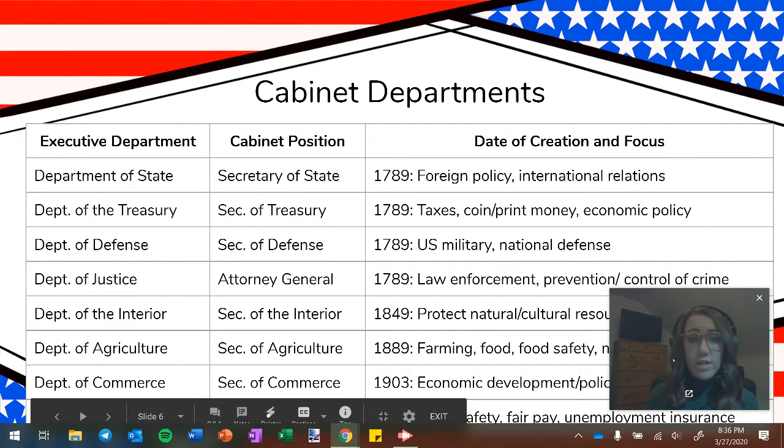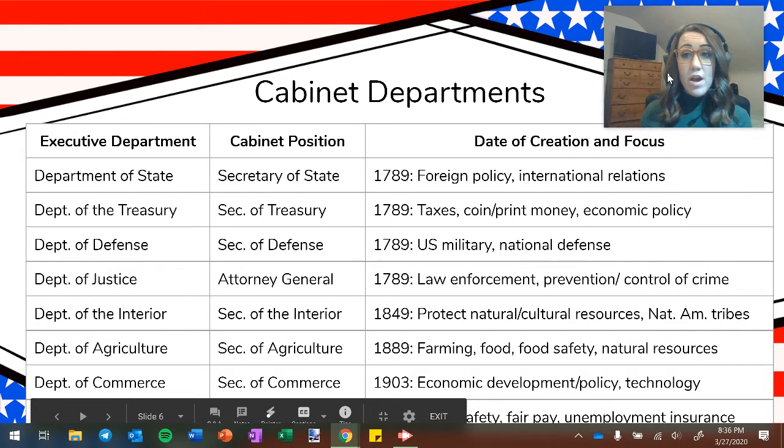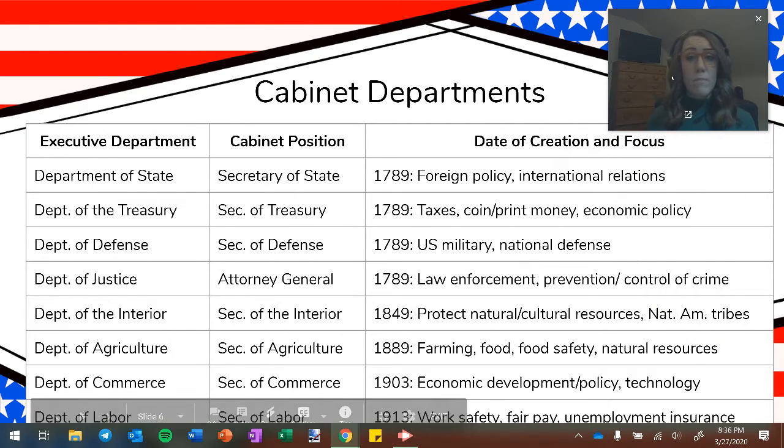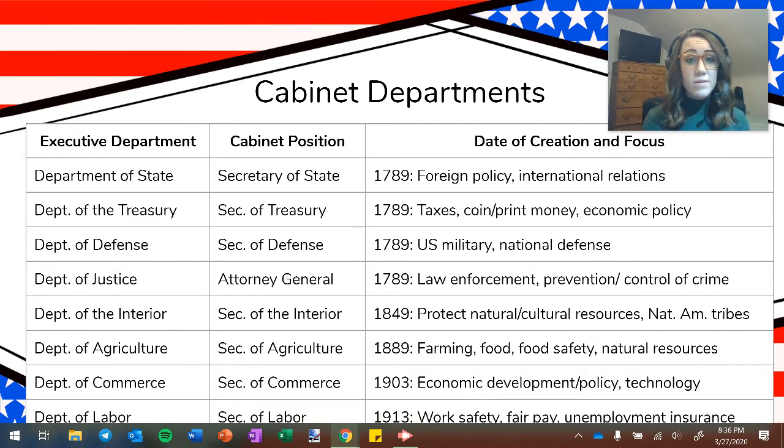So, first is our Secretary of State. Again, we already talked about that. They deal with foreign policy and any international relations. Then there's the Secretary of Treasury, who deals with money. Secretary of Defense, who deals with the military. The Attorney General, who deals with law enforcement or the prevention and control of crime.